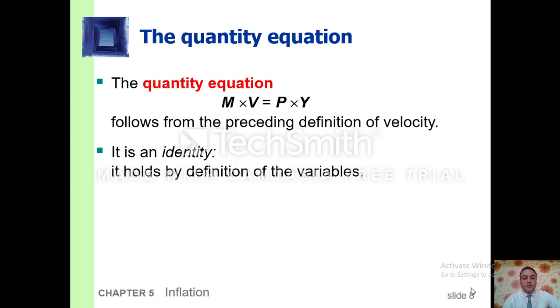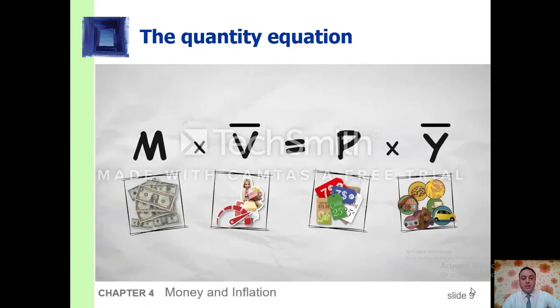So it is called an identity. It holds by definition of these variables. The amount on the right-hand side is equal to the left-hand side. That's why we call this equation an identity. So we can see from this photo, money supply is the amount of money available in the economy. Velocity is how many times this money circulated in the economy. Price is the price of all the outputs in the economy, and Y is the quantity of the outputs. How many houses, how many cars, how many breads, and so on.